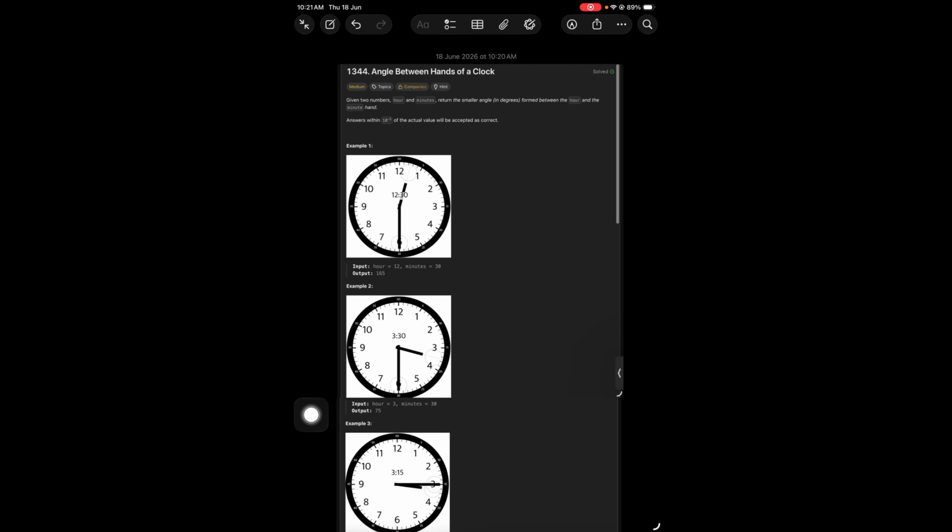Let's solve today's POTD 1344, angle between hands of a clock. We will be given the hour and minutes of a clock. We need to return the smaller angle formed between the hour hand and the minute hand.